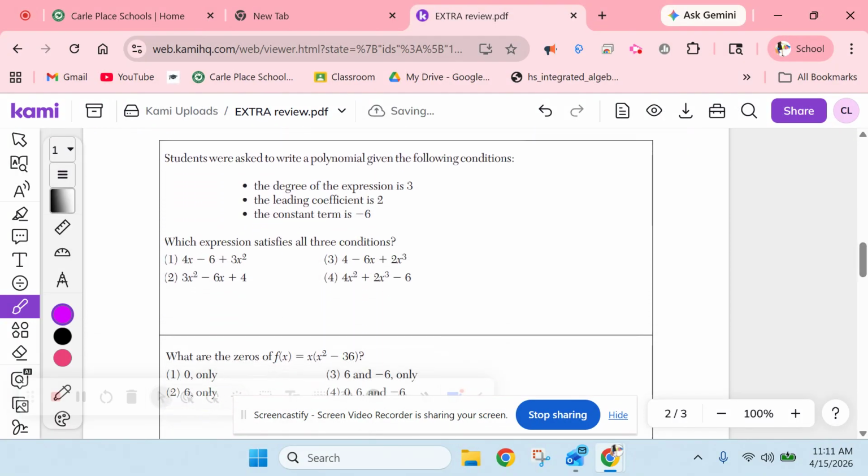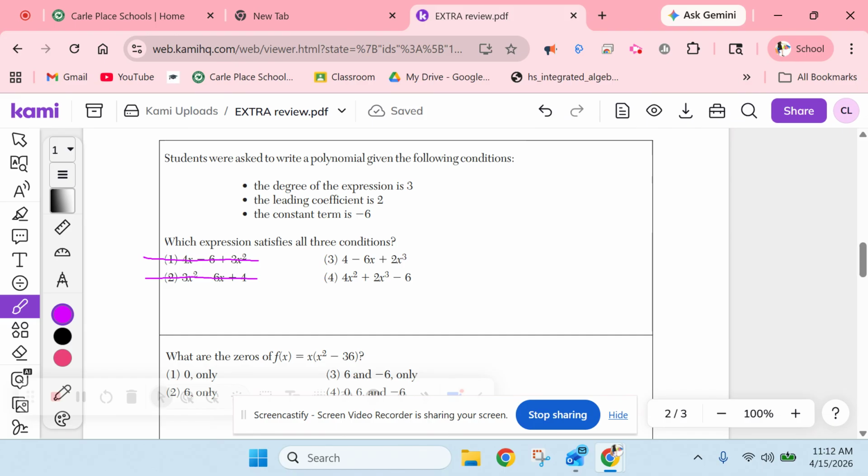Okay. Now, these are all actual Regents questions, so this is really what your test questions, the multiple choice ones, are going to look like. All right. So the degree of the expression is 3. So that means that the highest power shown is a 3. So it can't be that and it can't be that. So it's either choice 3 or 4.